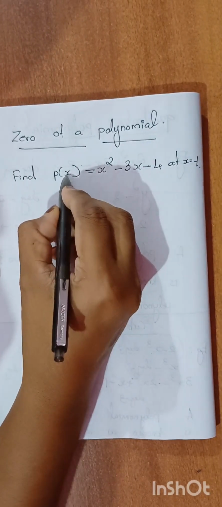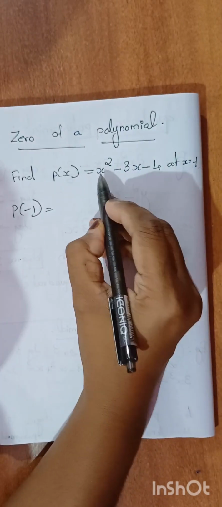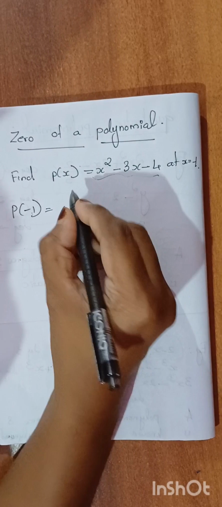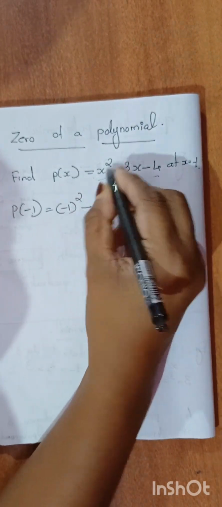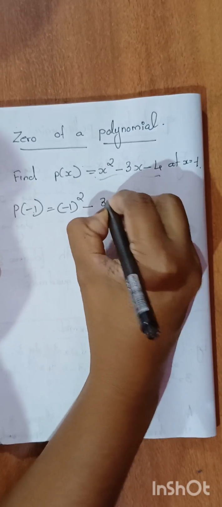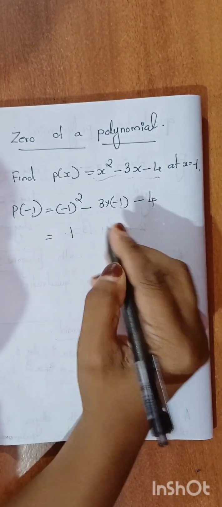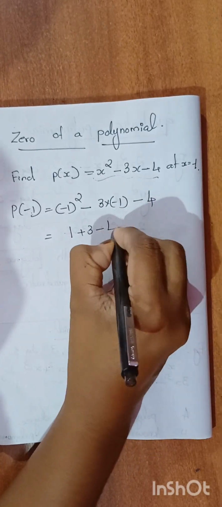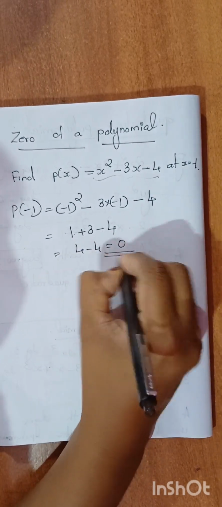Then we have to replace this x by minus 1, p of minus 1. So, in this polynomial, in the place of x we have to write minus 1. So, substitute that: minus 1 square, x square means minus 1 square, minus 3 into minus 1, minus 4. Minus 1 square is 1, minus 3 into minus 1 is plus 3, minus 4. The answer is 1 plus 3 is 4, 4 minus 4 is equal to 0, right.